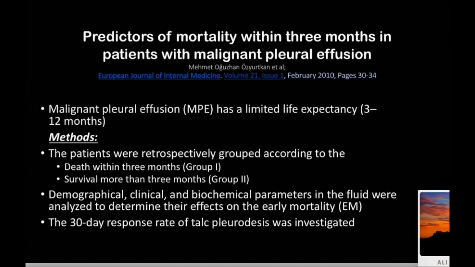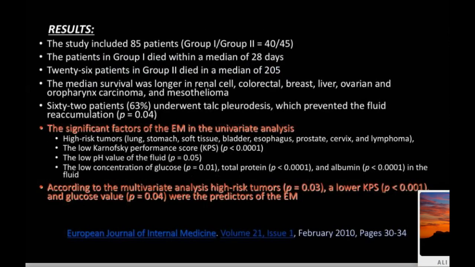So here's a publication from Egypt looking at the life expectancy of malignant pleural effusion patients. What they did was they looked at a pretty significant cohort of their patients and divided them into patients who died within 3 months versus within 1 year. So people who died in 3 months were group A, and people who died in 1 year were group two. And they looked at the demographics, the primary malignancies, the biochemical parameters in terms of LDH and pH, to see what were the features of people who died earlier than the other people. And they also looked at 30-day response rate of talc pleurodesis in these patients.